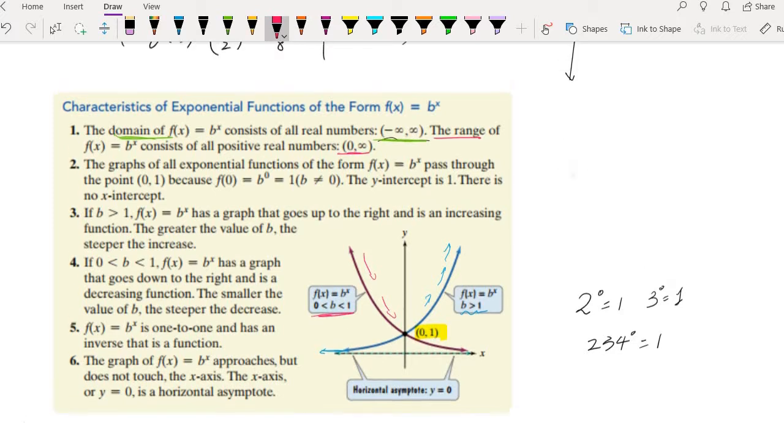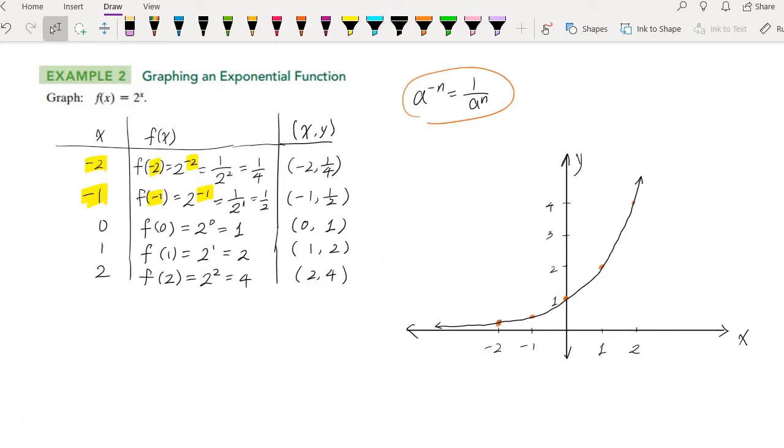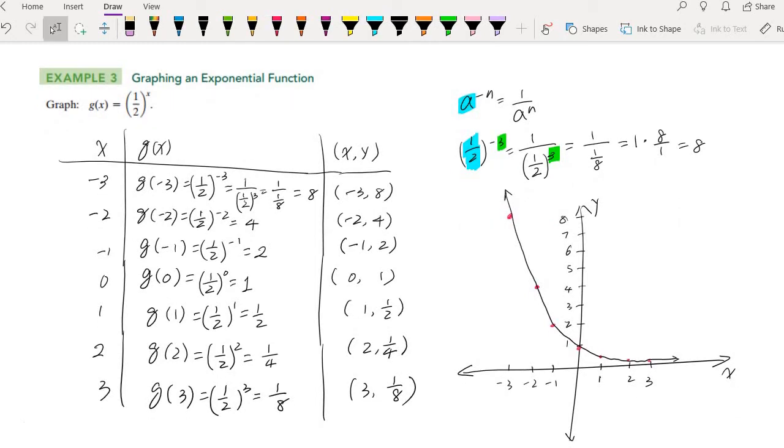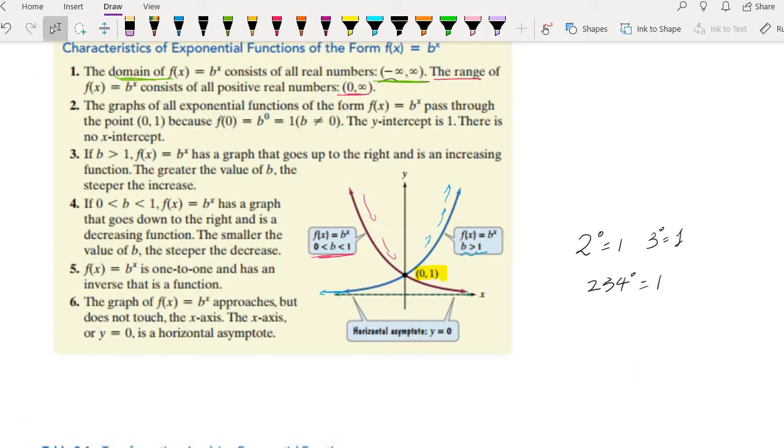If you go back and look at the graph really quick, in example 2, our b is 2, which is greater than 1. So our graph in the end is going up, right? And if you look at this, when our base b is 1/2, which is between 0 and 1, our graph is going down. Then number 5, f of x equal to b to the x is 1-to-1 and has an inverse that is a function when our b is greater than 1. So we say this is a 1-to-1 function. That means when we do a horizontal line test, we can't pass more than 1 point. This is what we call a 1-to-1 function.